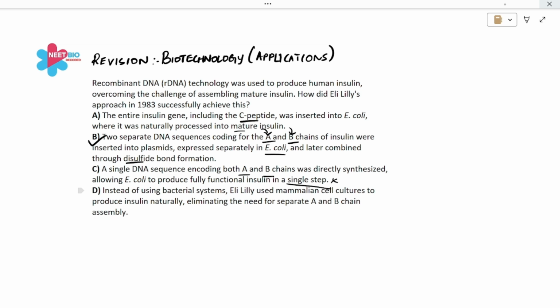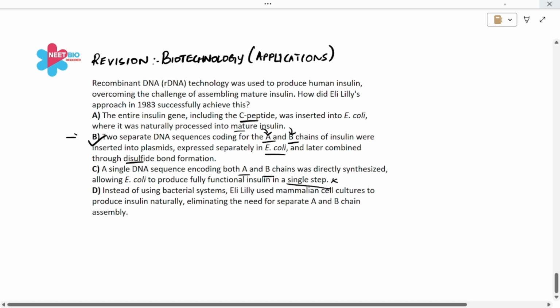And option D, where they're using mammalian cell culture, is wrong because they opted for E. coli, which is more beneficial compared to mammalian cell culture, because the maintenance of mammalian cell culture is far more expensive than an E. coli system. So option B is more accurate. So this is the answer.